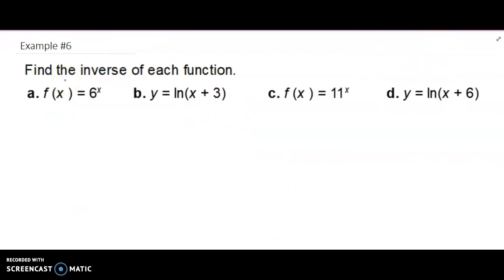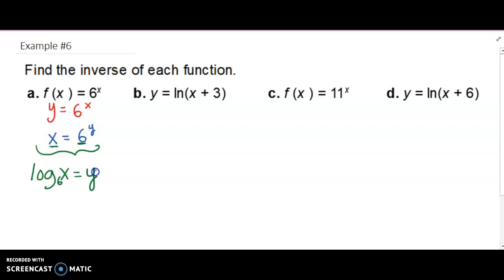All right, so let's look at example 6 now. Okay, I want to find the inverses. So remember, f of x is the same thing as y. Okay, so the first step of solving an inverse is I want to flip the x and y. So x equals 6 to the y. Okay, now I want to solve for y. So in order to solve when this is an exponential function, I have to use logarithms. So I want to write this equation right here as a log. So it'd be log base 6 of x equals y, and look at that, it's already in terms of y, so this right here is my inverse.